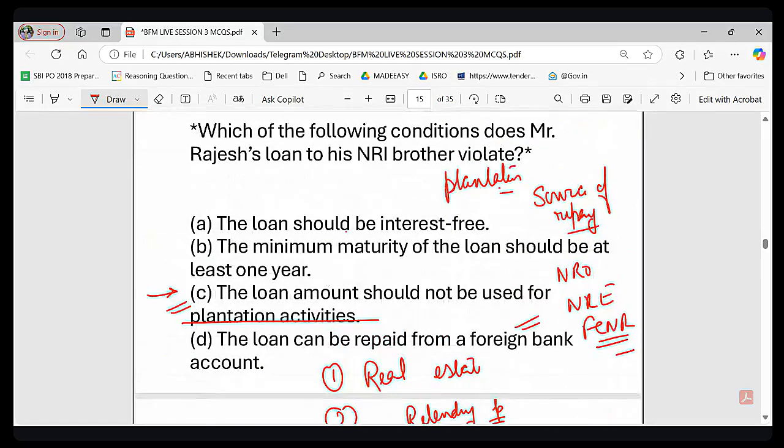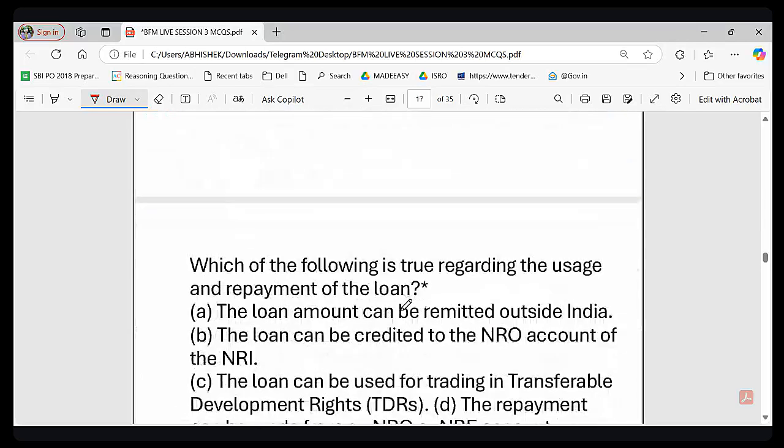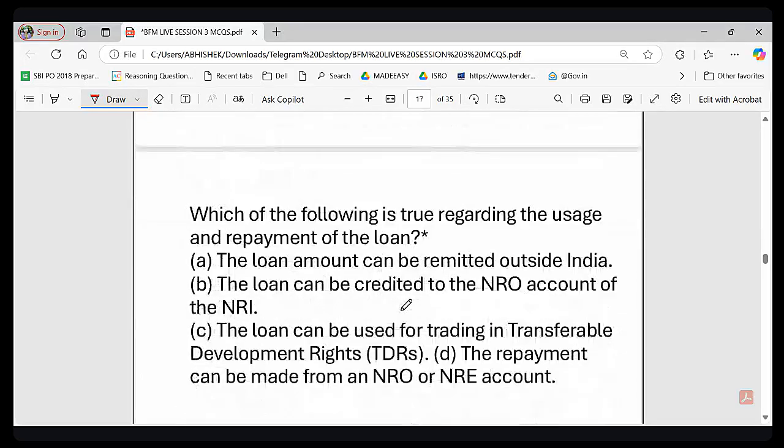I hope Sudhanshu, it is clear now, right? Two things you have to remember: either it should come from an NRO, NRE, FCNR account, or through inward remittance. It should not come from the foreign currency account. That's why the correct answer is option C and D. Now let's move on to the next question. The next question is regarding the same topic, based on the same case study.